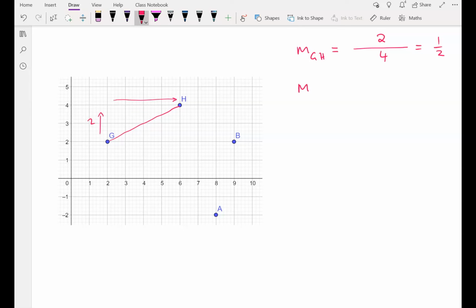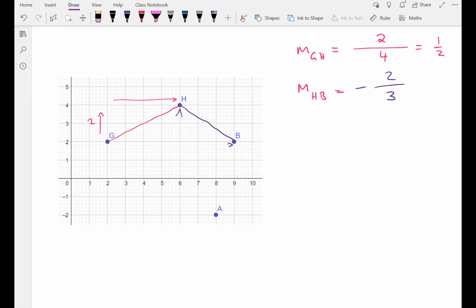If I want to find the gradient of HB, in other words the gradient between these 2 points here, I need to figure out what the rise is. The rise is a rise of 2. The run, the distance across there, is a distance of 3. But we do need to notice that this line is not going up to the right-hand side, it's going up to the left-hand side. And so this has a negative gradient. So I'm going to put a minus in front of it.